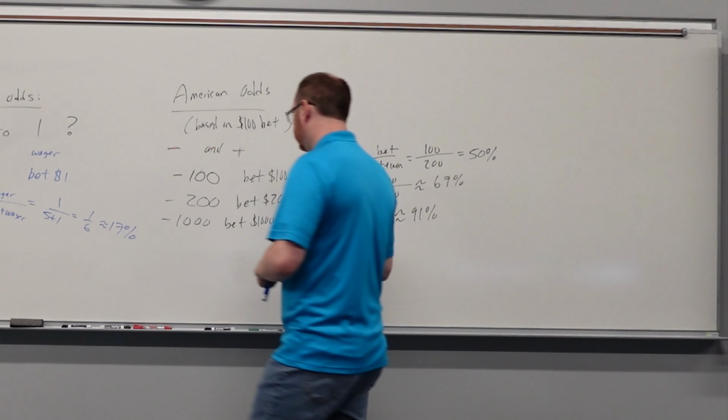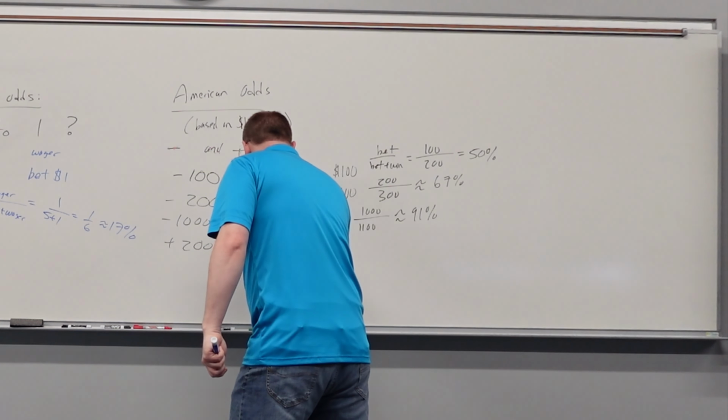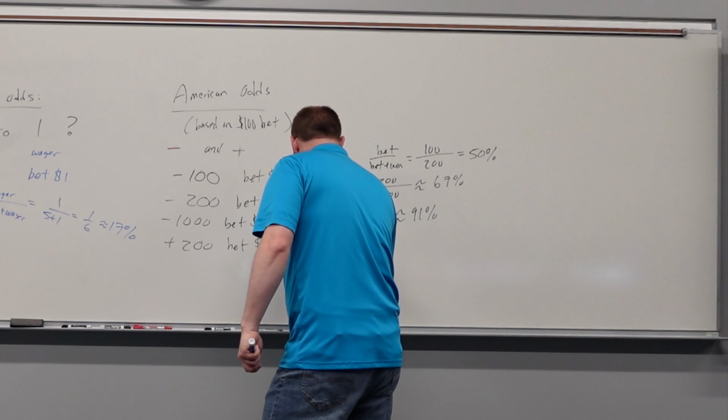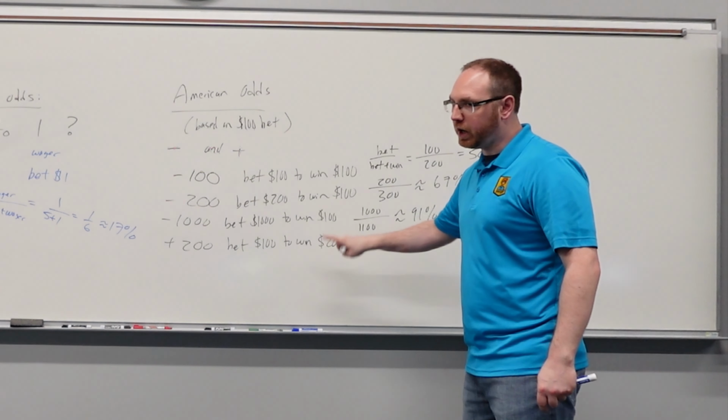But the problem is we've only done the minus side. In the American odds, there's also a positive side. So if we do the positive side on this, like let's say we do positive 200, this means you are going to bet $100 to win 200. But because we're going to win $200, the odds must be worse.